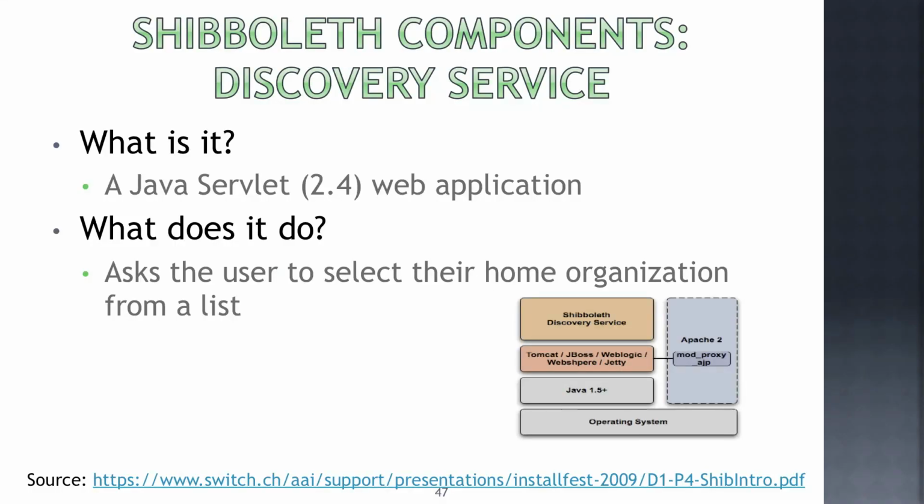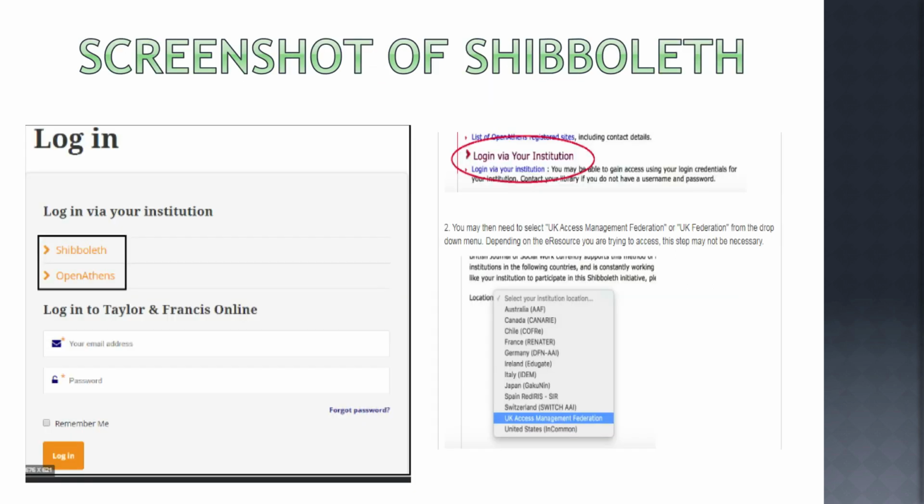So, the third platform of the Shibboleth is the discovery service, which is a Java Servlet 2.4 web application, and it asks the user to select the home organization from a list of the organizations given on the discovery platform. Then on the screen you can see a Shibboleth screenshot where both Shibboleth and OpenAthens are shown. You can click on Shibboleth if you have access to Shibboleth, or if you have access to OpenAthens you can click on OpenAthens, and it will lead to the username and the password.